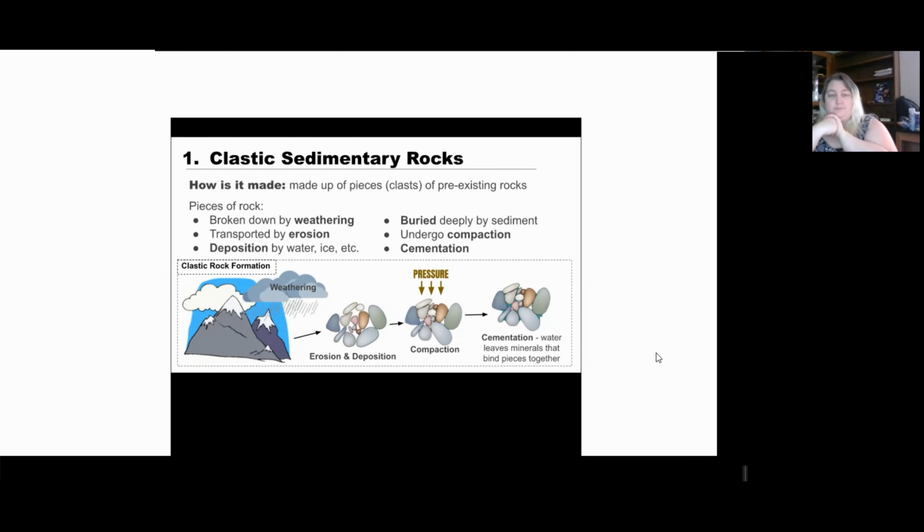So they're broken down from weathering, they're transported by erosion, they're deposited by whatever force has transported them, and then they're buried in the sediment. They're pressed together, lots of pressure compacts them and pushes them together really, really tightly. And then the minerals that are left behind by the water kind of get in between those bits and pieces and glue them together.